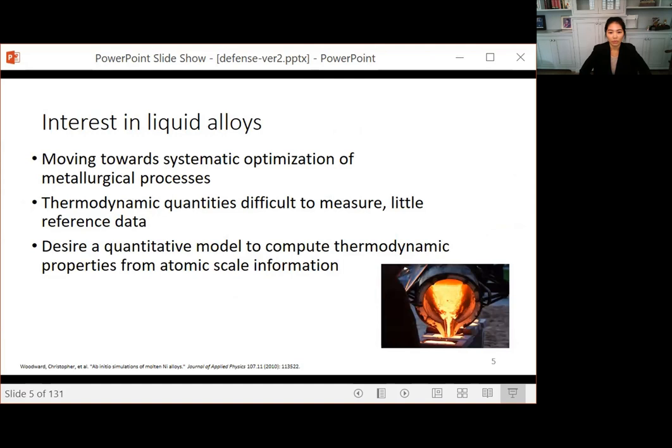We have an interest in liquid alloys, and they have many important applications. An example is turbine blades for jet engines that can improve the efficiency. And then there are many others. It's of interest in terms of scientific properties of the liquid alloys, and also in the industry, we're moving towards a systematic optimization of the metallurgical processes such as solidification and casting. A lot of the thermodynamic quantities are difficult to measure in experiment. We can think about using atomic scale information and MD simulation to calculate these quantities. And then we can also calculate one of those quantities and use it in a continuum model, such as a computational fluids model. So again, we see the link between the different scales of simulation.